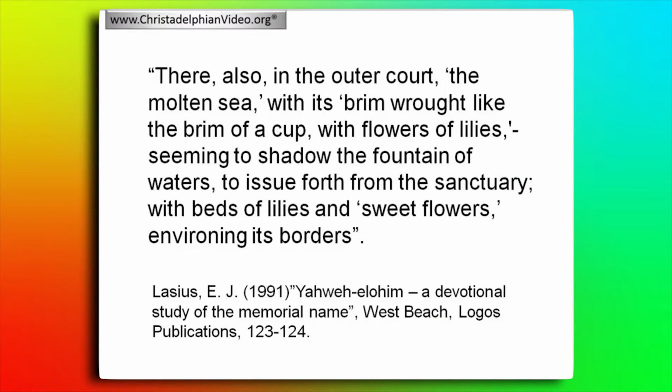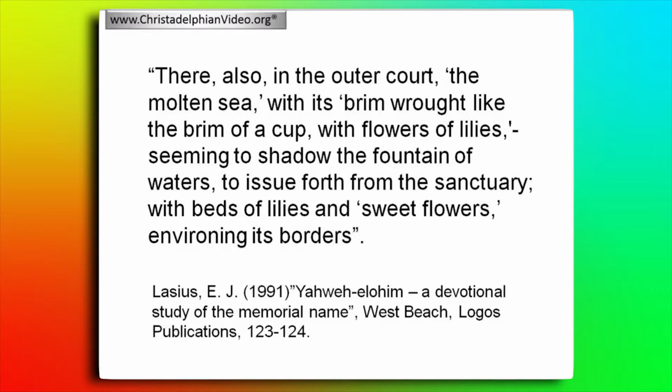There has apparently been little written previously by Christadelphians with regard to the way in which the Molten Sea points forward to the kingdom. One person who did write about this was Eusebius, the daughter of Dr. Thomas. She wrote, "There, also in the outer court, the molten sea, with its brim wrought like the brim of a cup with flowers of lilies, seeming to shadow the fountain of waters to issue forth from the sanctuary, with beds of lilies and sweet flowers environing its borders."